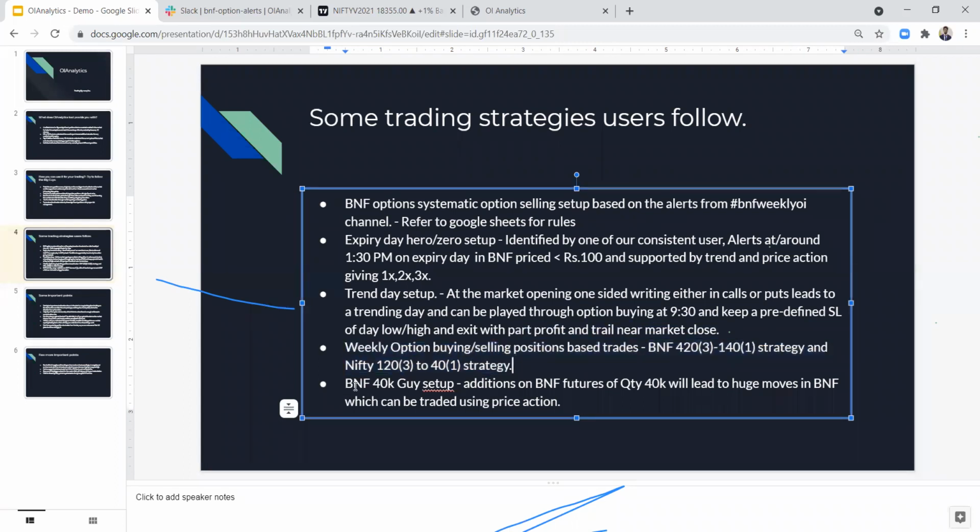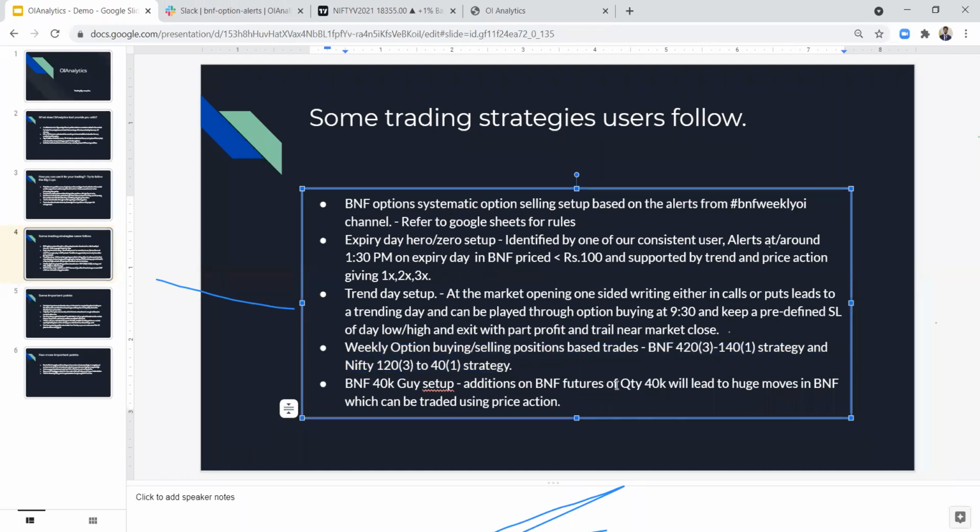Then the last one which I want to talk about is the Bank Nifty 40K setup. Usually in the Bank Nifty futures, we do see some 40K addition on the futures. Whenever this happens, around 40K, not exactly 40K, 39, 40, 41, 42 also work. Whenever this sort of thing happens, Bank Nifty will trend in the next 1 to 2 days.